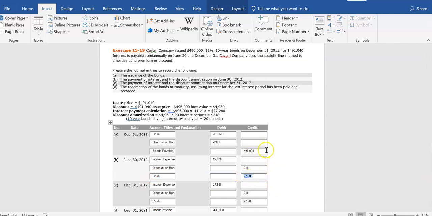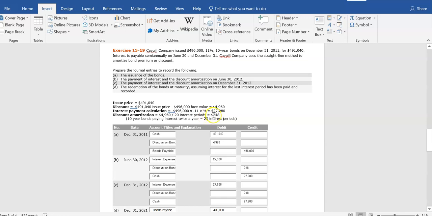The interest expense that we record is going to not only include the cash that we paid, but we also have to amortize that discount. We have a discount of $4,960. We are going to spread that out over all of the interest periods. Take the amount of the discount, divide by 20 interest periods. Why 20? Because they are 10-year bonds, paying interest twice a year. That means there are 20 interest periods. Thus, we will be recording $248 of the discount amortization.